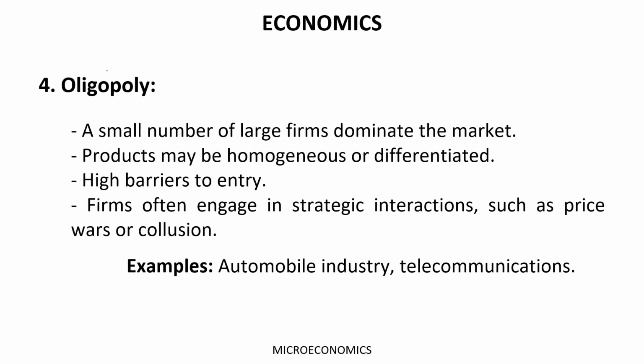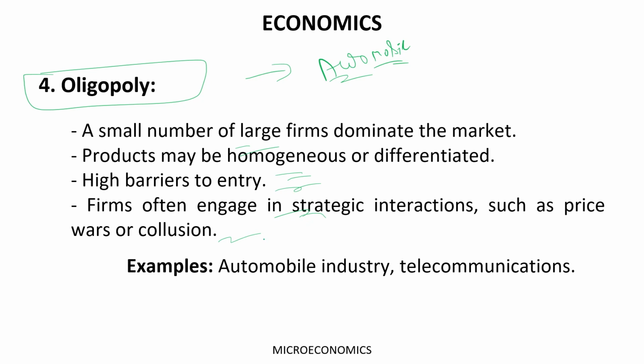Last, we have oligopoly. It basically refers to the automobile industry, for the best example. A small number of large firms dominate the market. Products may be homogeneous or differentiated. There are high barriers to entry, and firms often engage in strategic interaction such as price wars or collusion.